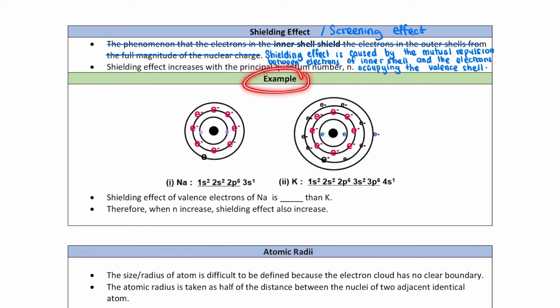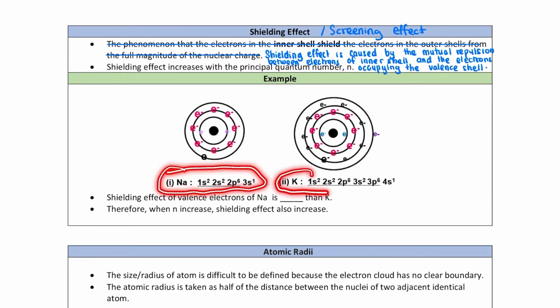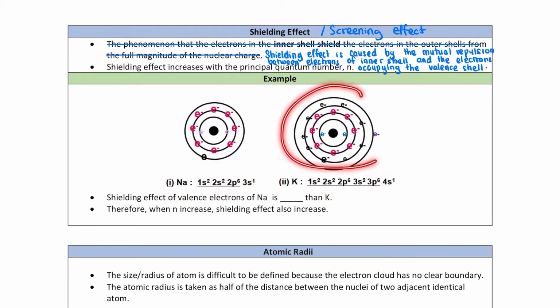Let's look at this example so that we can understand the definition better. This is sodium, and this is potassium. This is an illustration for potassium and sodium. From the electronic configuration we can see which one has more shells. Sodium has 1, 2, 3 shells only, while potassium has 1, 2, 3, 4 shells because it stops at n equals 4.